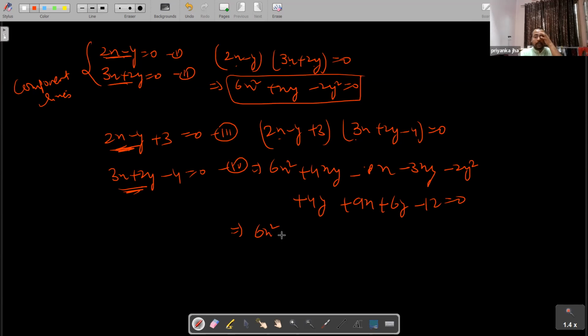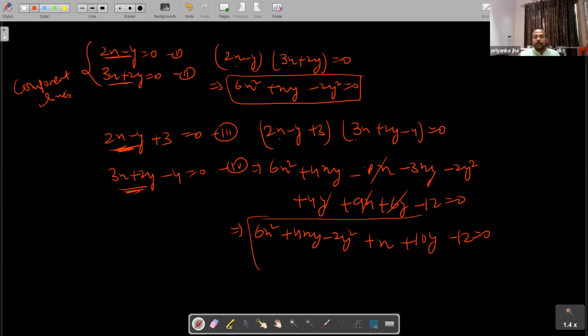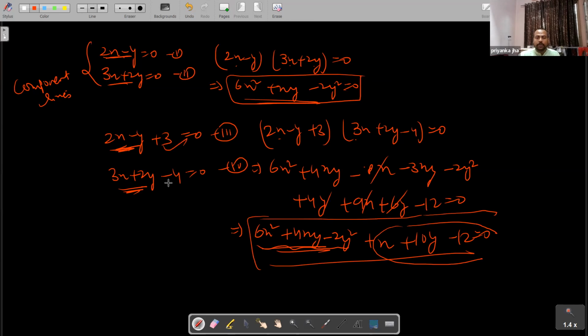6x squared plus 4xy minus 2y squared, minus this and this plus x, this and this plus 10y minus 12 equal to 0. You can notice one thing here and here. This part is the same. This part and this part are the same. This part came why? Because of the introduction of this constant, right?